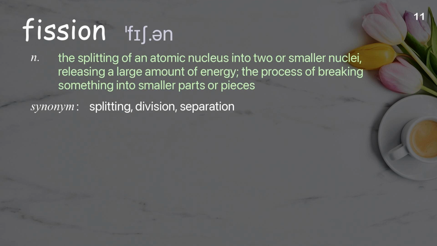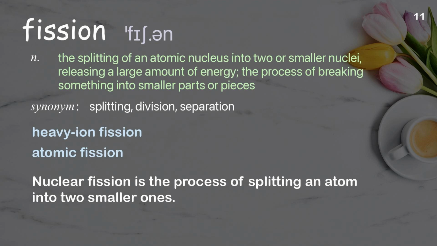Fission. The splitting of an atomic nucleus into two or smaller nuclei, releasing a large amount of energy, the process of breaking something into smaller parts or pieces. Examples: heavy ion fission, atomic fission. Nuclear fission is the process of splitting an atom into two smaller ones.